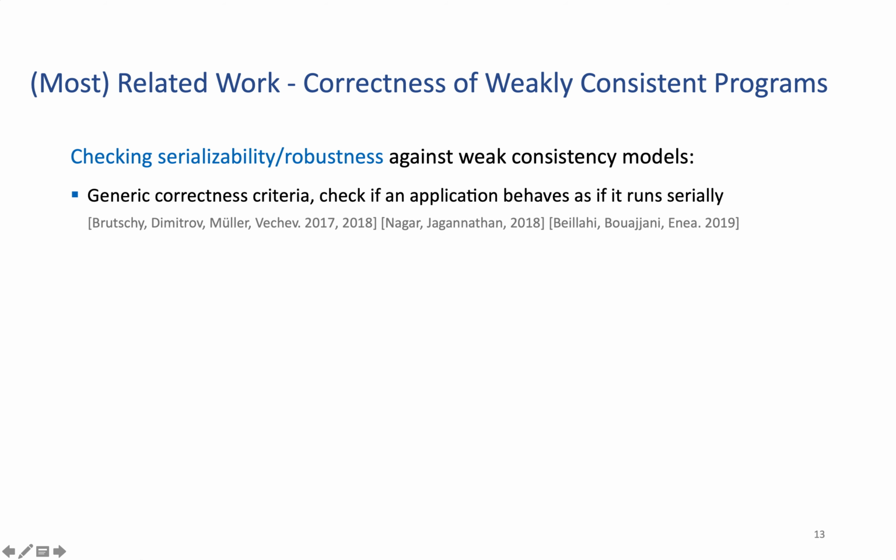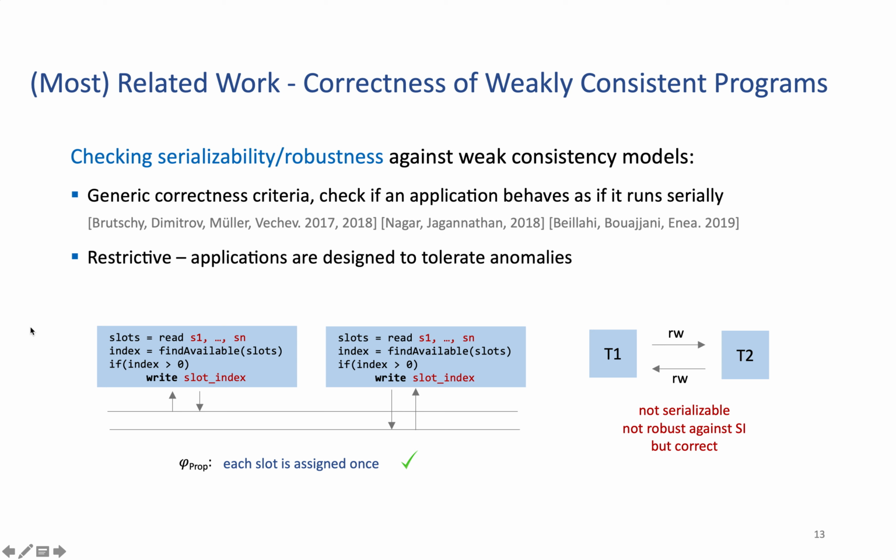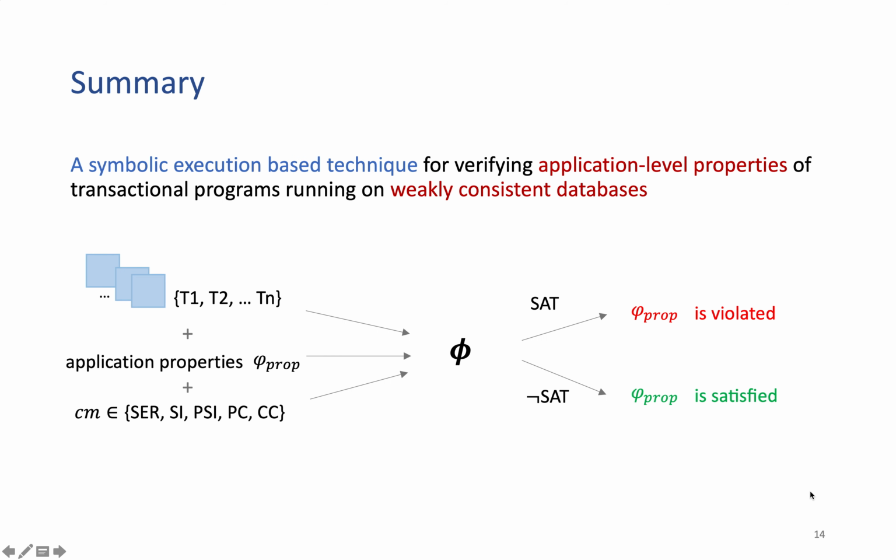Then it will be equivalent to some serial execution, and it will behave as expected. This is a generic correctness criterion. However, it is restrictive. As we've seen earlier, there were some applications which may not be serializable. And here we see the dependency graph of the example we've seen earlier. It is not serializable. It's not robust against snapshot isolation, but it is correct.